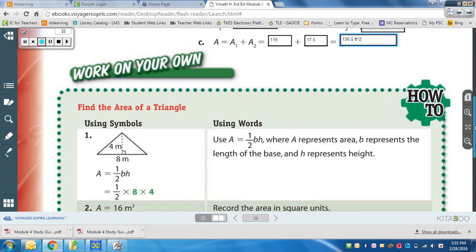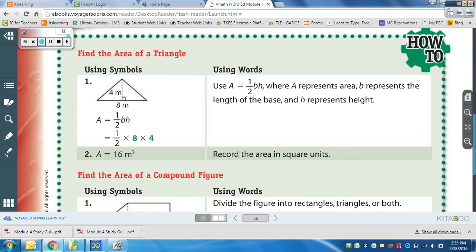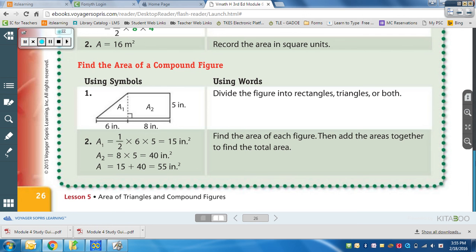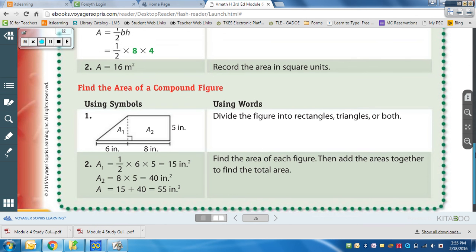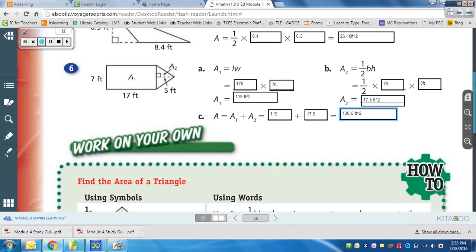Now once you move on to the next page, Skill Building New and Review, you may use this work on your own. The how-to tells you in symbols and in words how we just computed the area of triangles and the area of compound or complex figures that include triangles. So you may use this information to assist you with page 27 or the skill building new in review.